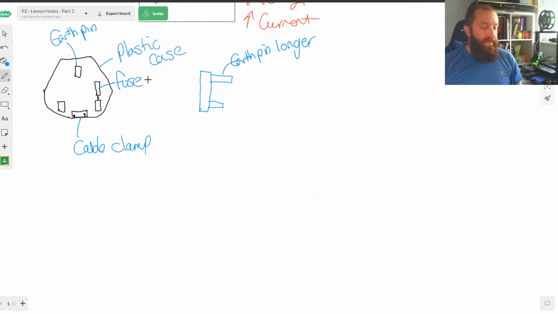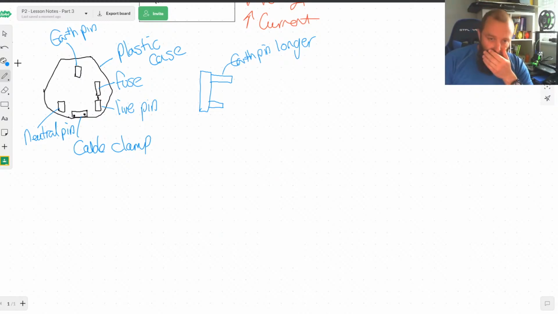If you remember back to last lesson, in fact the last couple of sessions, we drew the diagram and the circuit symbol for a fuse. We said the reason it's important is because if anything goes wrong, the fuse is designed to melt if too much current is being pulled into that appliance. So we've got our fuse. This is going to be our live pin, and this is going to be our neutral pin. So that's the main features.